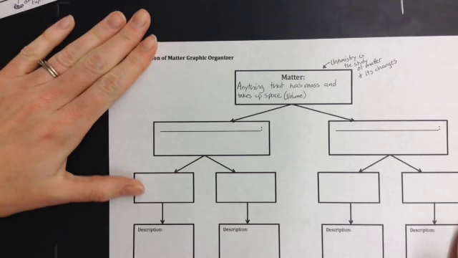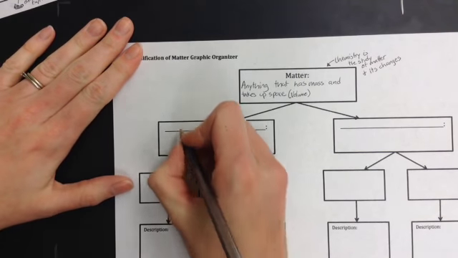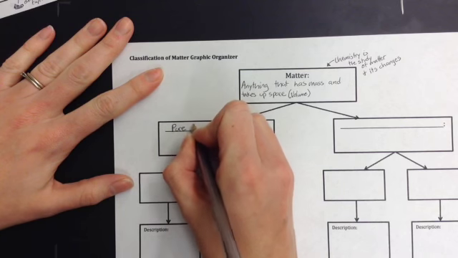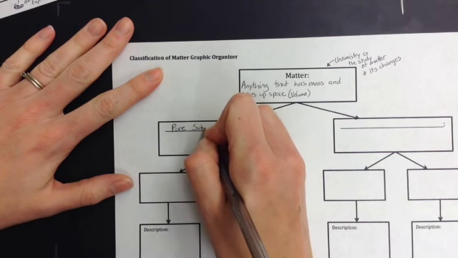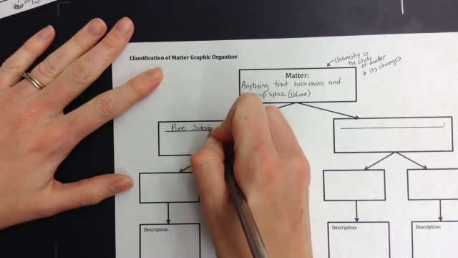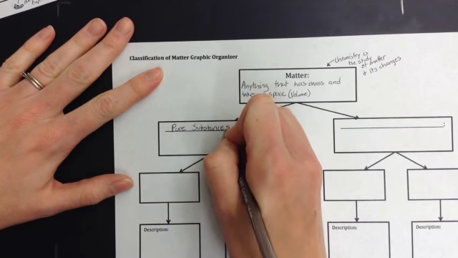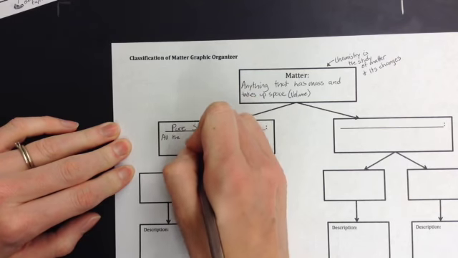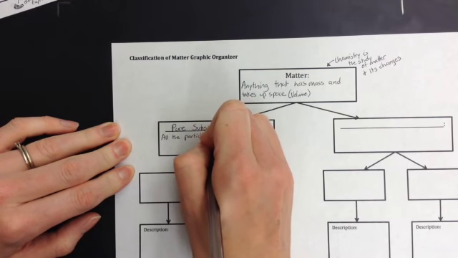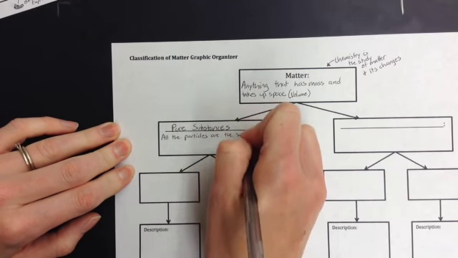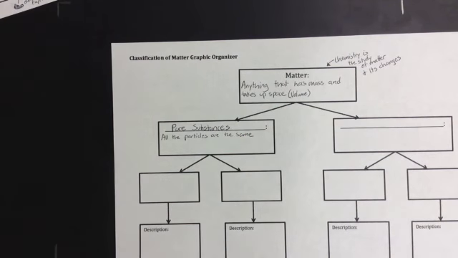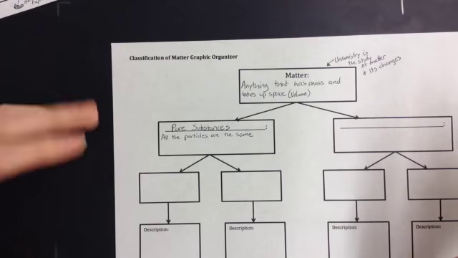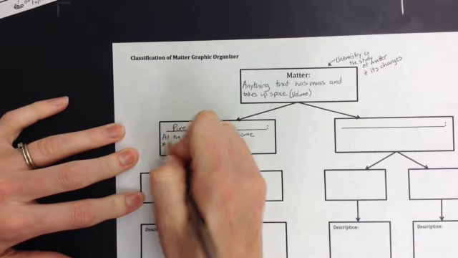So let's start on this side of the chart here. When you first separated them out, you had two sets of particles. You had samples where all the particles were the same, and we called those a pure substance. And so we're going to define that, well, this is a description first. All the particles are the same. In a pure substance, all the particles are the same. Now, they might be atoms, they might be molecules, but all the particles are the same.